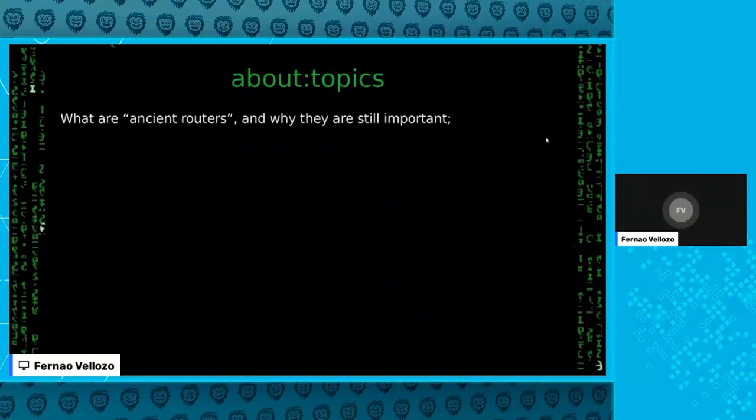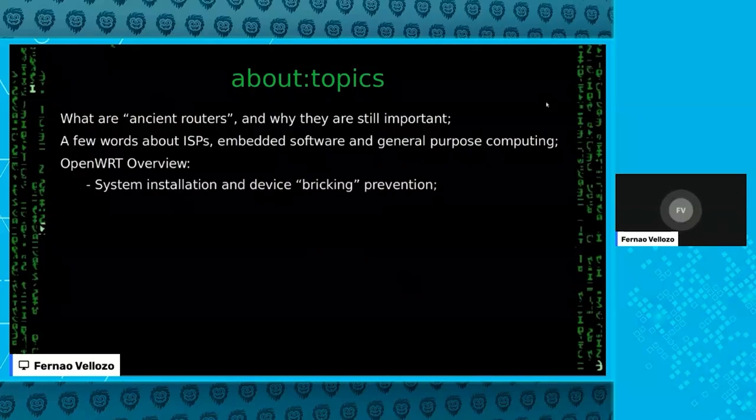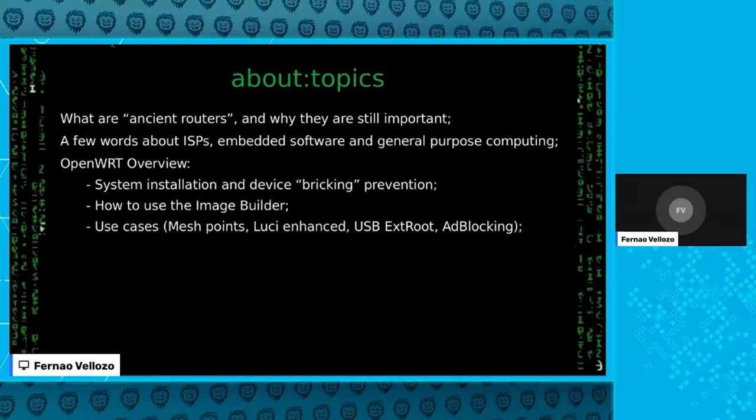So the topics: we'll be talking a little bit about what ancient routers are and why they're important. We'll talk about ISPs, internet service providers, and general purpose computing. We'll see an overview of OpenWRT, the system installation, and a little bit about bricking prevention, how to use the image builder of OpenWRT to customize the firmwares, and some use cases such as mesh points, some enhancements to LuCI, the web interface, how to make USB extension to use the storage for both sharing network storage and to use as a system, and finally ad blocking. Then conclusion and questions and answers.